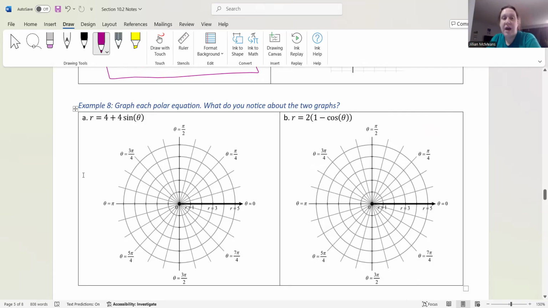So we have r equals 4 plus 4 sine theta. This is the exact same as r equals a plus a sine theta, or r equals a times 1 plus sine theta. So we're definitely in the right format for a cardioid.